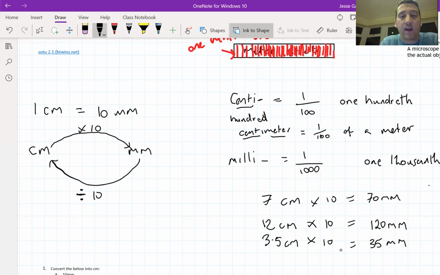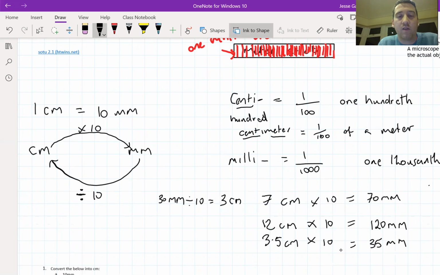Okay, so what about if I have 30 millimeters? How do I find out how many centimeters there are? Well, like I said here, I divide by 10 equals how many centimeters is that? So I get my calculator out. I'm doing 30 divided by 10 equals 3. And I get 3 from my answer, and the answer is centimeters.